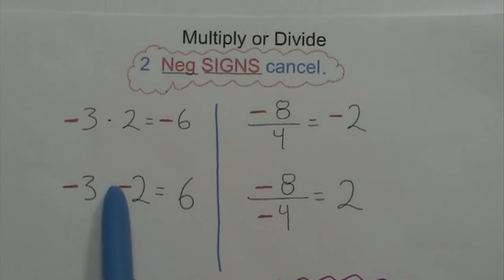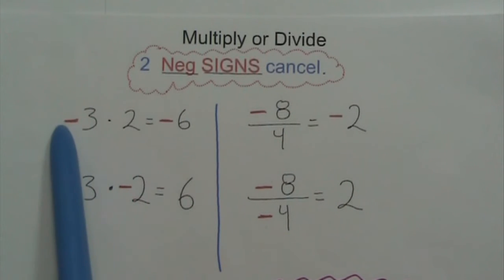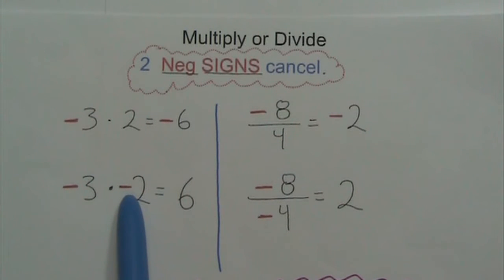You can think of it as two negatives cancel each other. One negative is negative, two negatives cancel. This works for both multiplying and dividing.